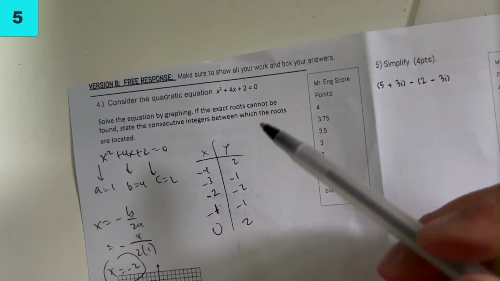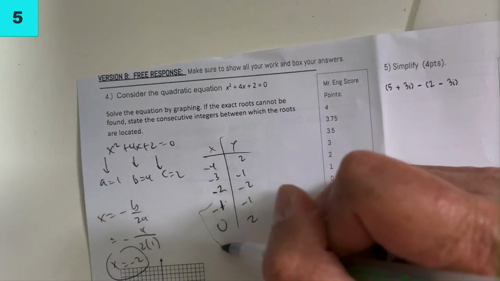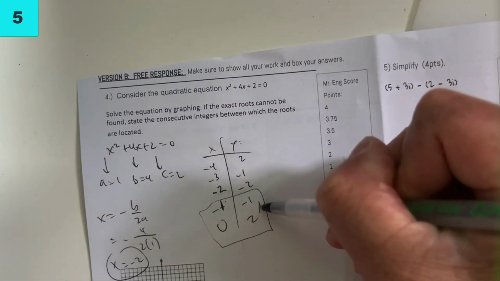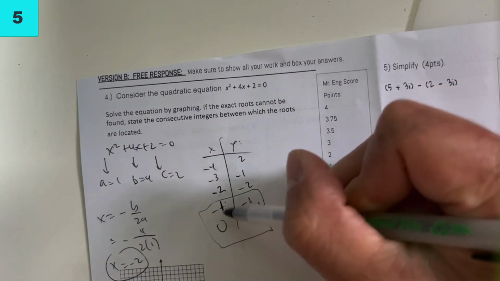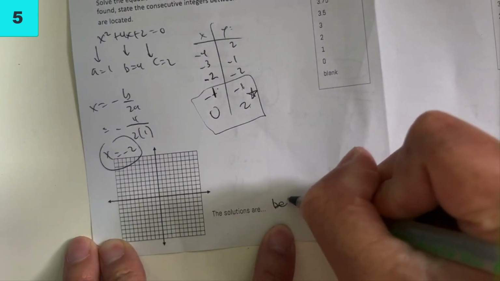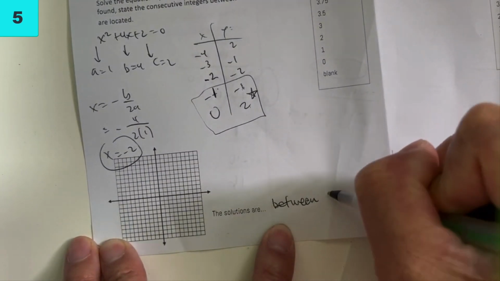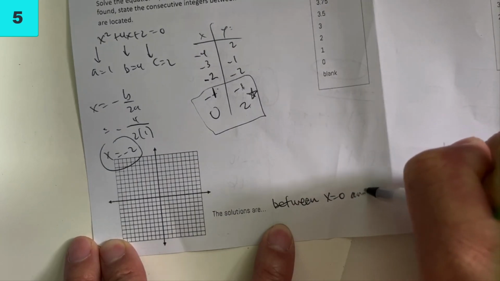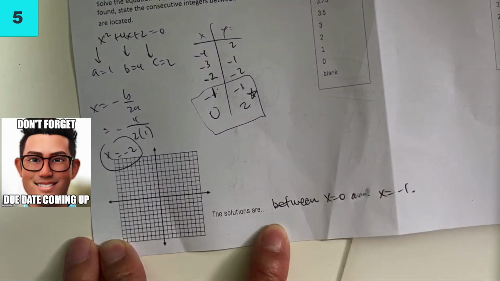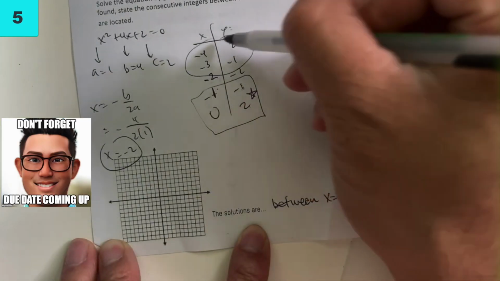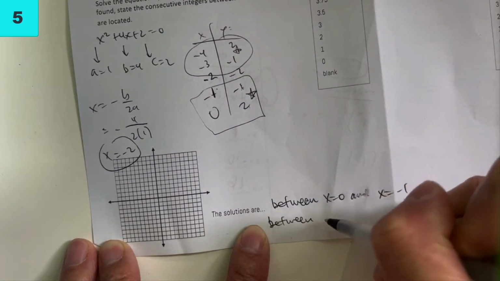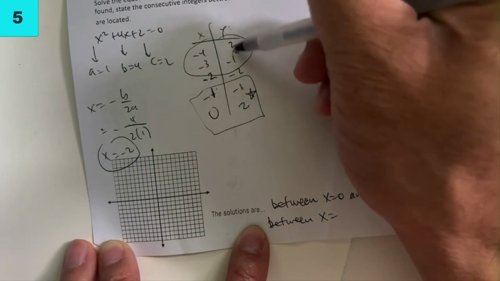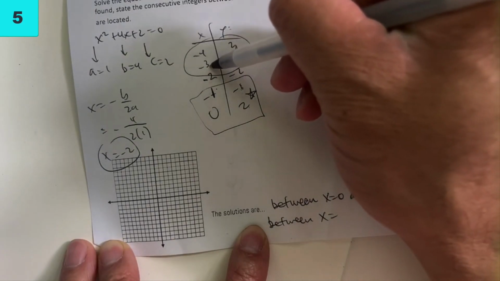Okay, so I showed Desmos. We're going to look on the y side. We're looking for a sign change between a positive and negative. So I know the solutions are between x equals 0 and x equals negative 1. And up here is another sign change. Start on the y, step on the x's over here, x is between negative 3 and negative 4.